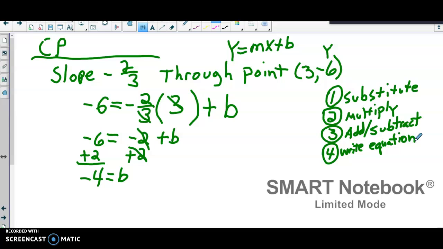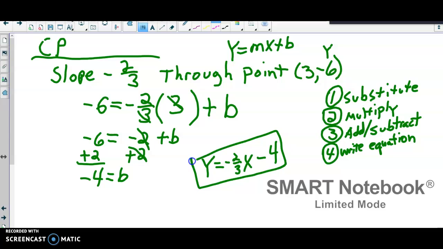So I'm going to keep the y equals mx plus b, and my y equals, my slope is negative 2/3 x. Now I'm going to put my b in there, which is minus 4. And I got that one done.